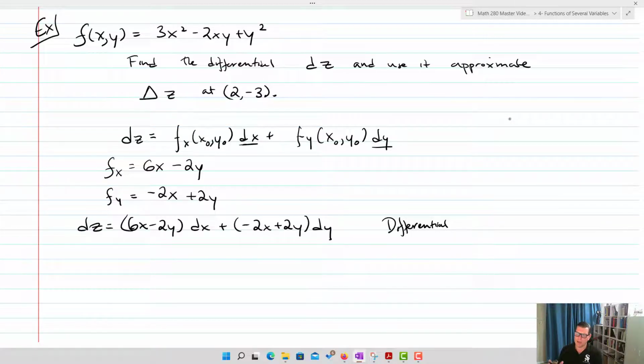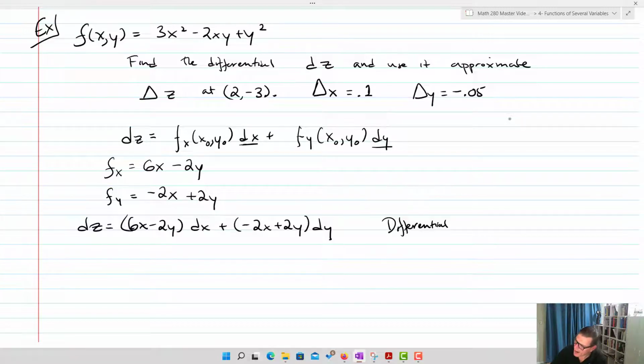Okay? And what we're going to do now is figure out what our delta x and our delta y is. So let's just say, and you will be given what your delta x is, let's have delta x be 0.1. So in the x direction, we'll have 0.1. And delta y equal to negative 0.05. Okay, there's your delta y.